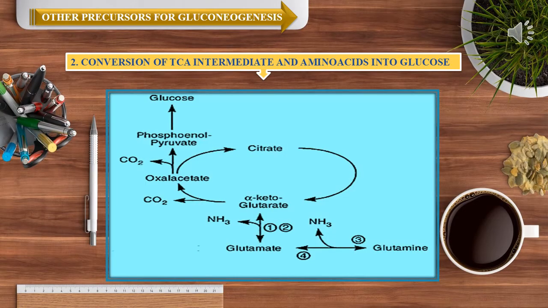The second involves conversion of intermediates of TCA cycle and amino acids into glucose. TCA cycle intermediates are citrate, alpha ketoglutarate, oxaloacetate. Alpha ketoglutarate is converted to glutamate to give glutamine. Again glutamate forms alpha ketoglutarate, then it is converted to oxaloacetate, and this oxaloacetate to phosphoenol pyruvate to synthesize glucose through the gluconeogenesis pathway.